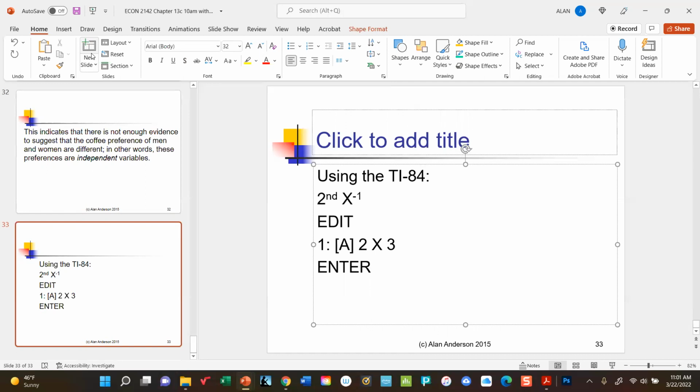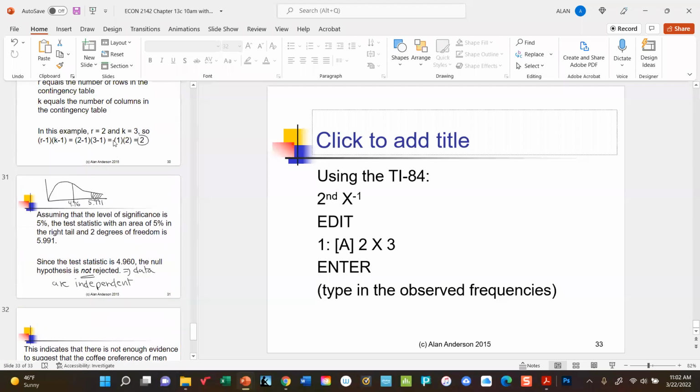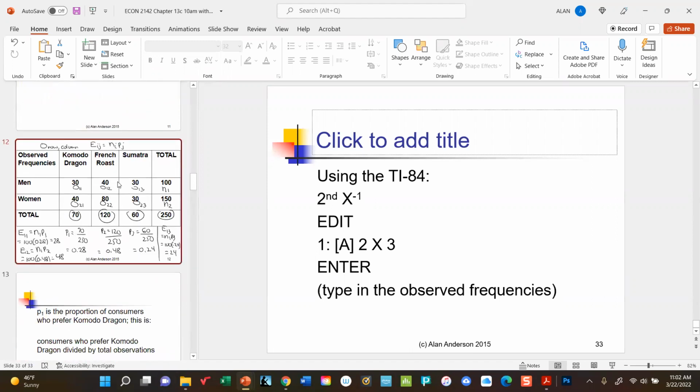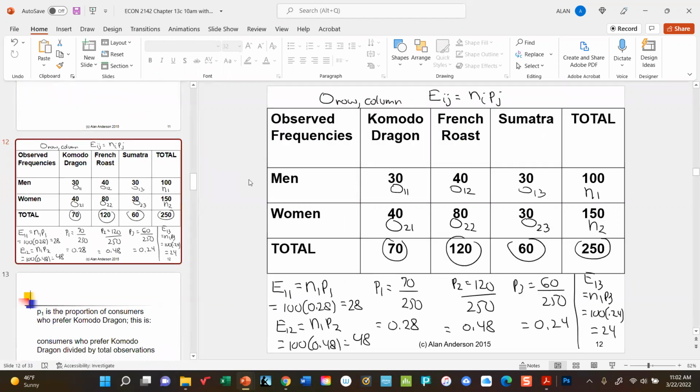And now you're going to literally type the observed frequencies into that object you're seeing there. Let me scroll it back so you can see it again. Just type in those numbers, same order: 30, 40, 30, 40, 80, and 30 again.